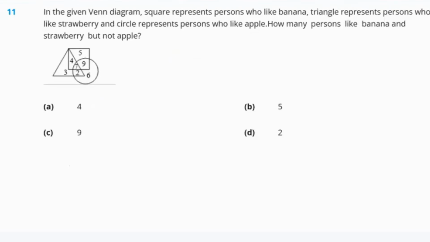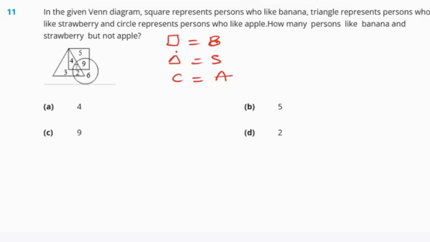Now the 11th one is saying, in the given Venn diagram, square represents the person who likes bananas. So square means the person who likes bananas, triangle means the person who likes strawberry, and circle means the person who likes apple. So how many persons like banana and strawberry but not apple?